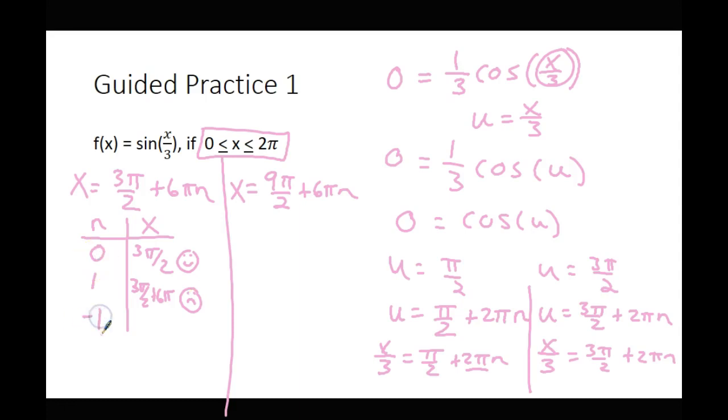Let's try to go backward. Let's plug in -1 for n. If you plug in -1 for n, 3 pi over 2 minus 6 pi. What will that come out to be? Will it be on this interval? No, because this is way bigger than this, right? So you're going to end up with a negative, and negatives are obviously not on this interval. So we only have one solution there. We have one critical value. It's 3 pi over 2. All right, now over here, we would do the same thing.